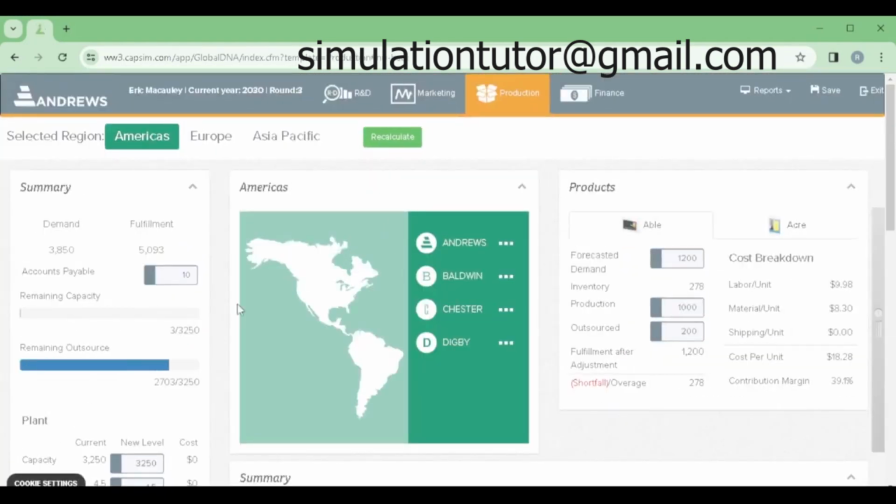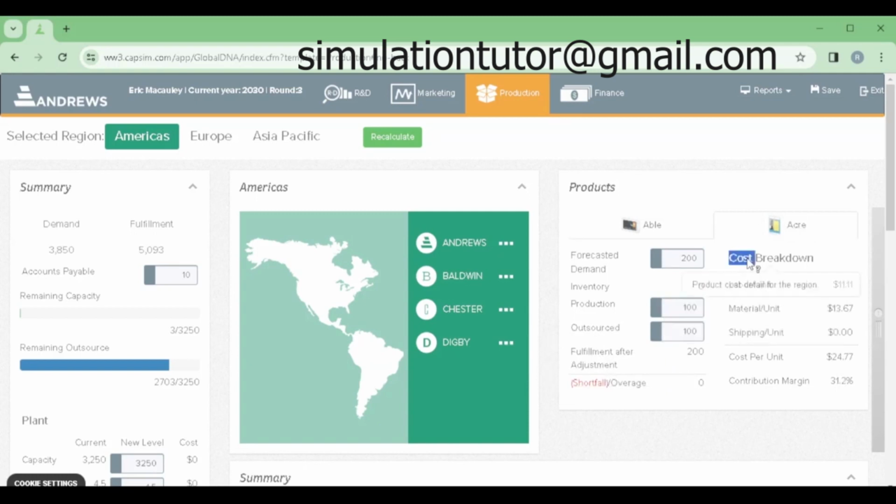We normally produce based on what we have forecasted. Here you also have the three regions: America, Europe, and lastly Asia. Starting with America, you can see our two products here, Able and ECA, and you have the forecasted demand, the number of products you are going to sell in this round. Then you have the production, the number of products you are going to produce, and the outsourced, the number of products you are going to outsource.